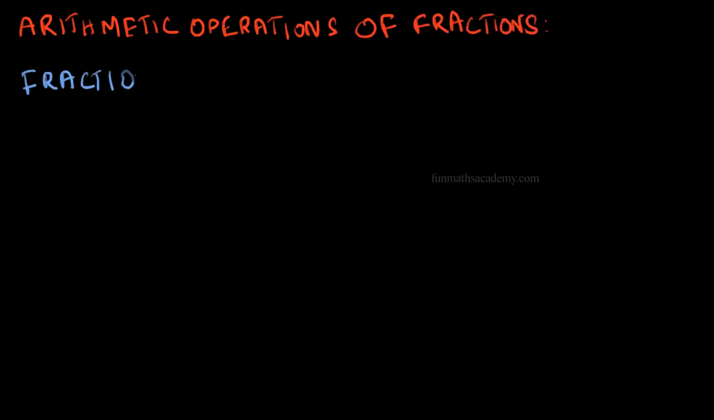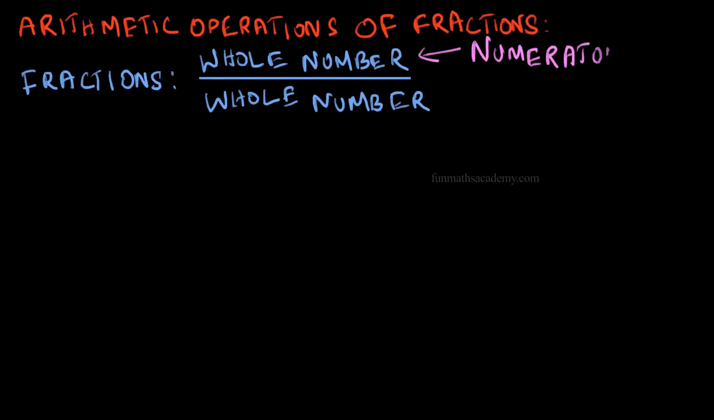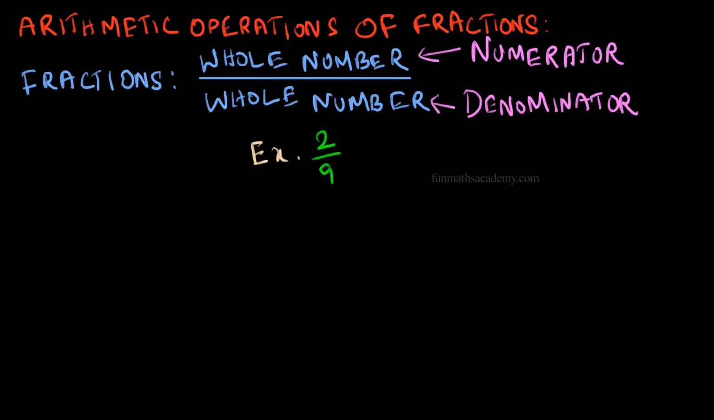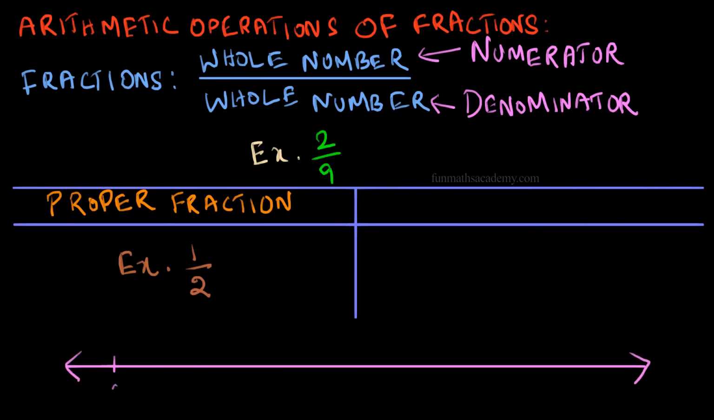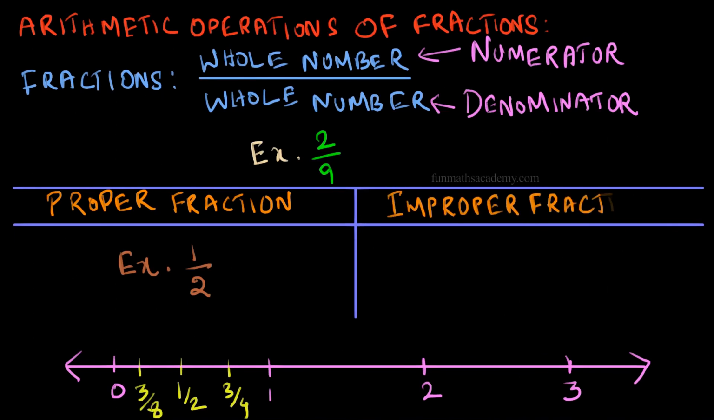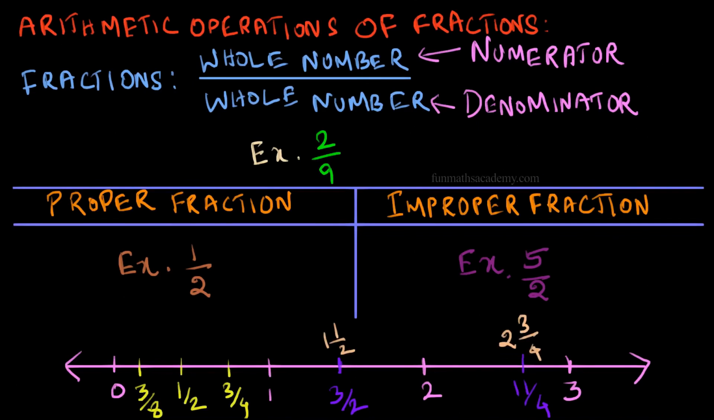So let us check out arithmetic operation on fractions. Fraction is written as numerator by denominator, and these two need to be whole numbers. If numerator is lesser than the denominator, then the fraction will be called a proper fraction, and these values will lie between 0 and 1 in the number line. If numerator is greater than the denominator, then such fractions will be called improper fractions, and these numbers will be represented beyond 1 in the number line. Also, an improper fraction can be written as a mixed fraction, and a mixed fraction can be written as an improper fraction.